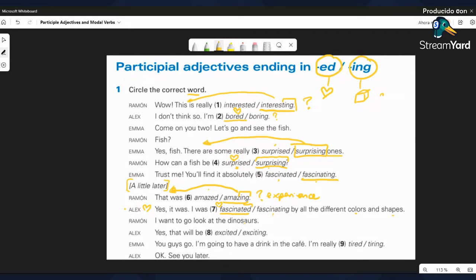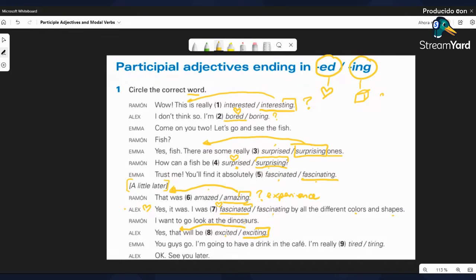Then Ramon continues, I want to go look at the dinosaurs. And Alex says, yes, that will be excited or exciting. What is the correct answer here? Exactly. Exciting is the correct answer. Why? Because I'm describing the going to the dinosaurs, right? So the event, the situation. Yes. So that is exciting.